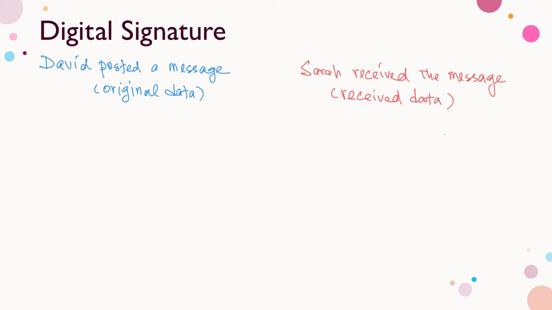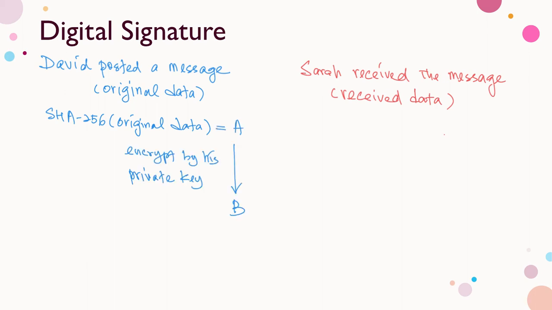The way to solve this is to use a digital signature. David adds his digital signature to the original data and sends the result together with his public key to Sarah for verification. Here is the process of adding the digital signature and the verification. David applies the function SHA-256 on his original data, and the result is denoted by A. He then encrypts A with his private key and gets B. Then B is the digital signature on the message. He sends B with his public key to Sarah.